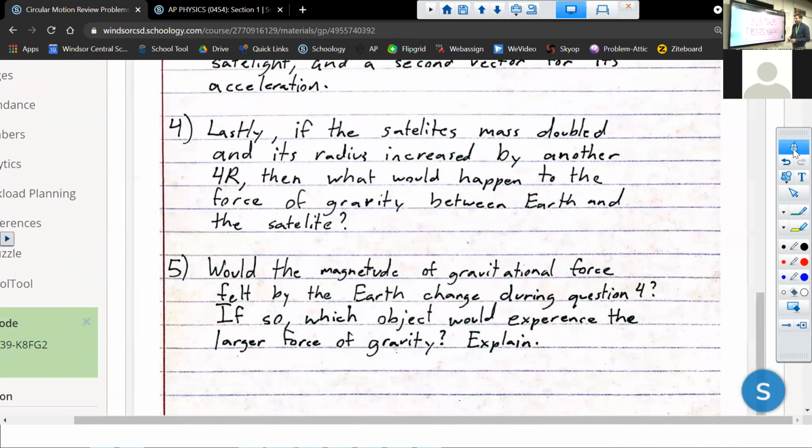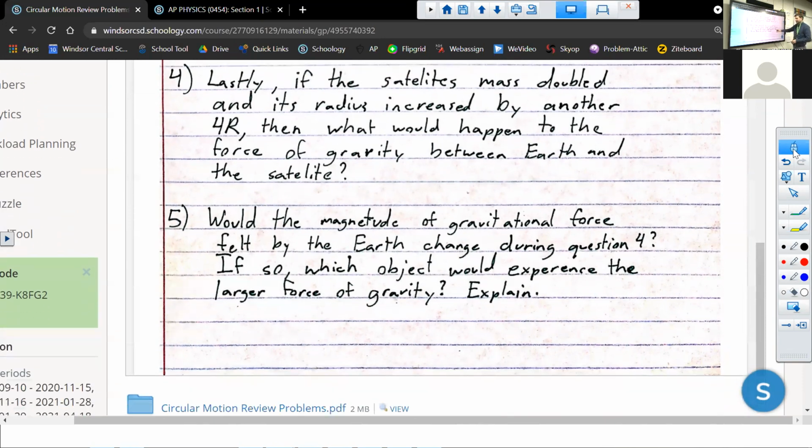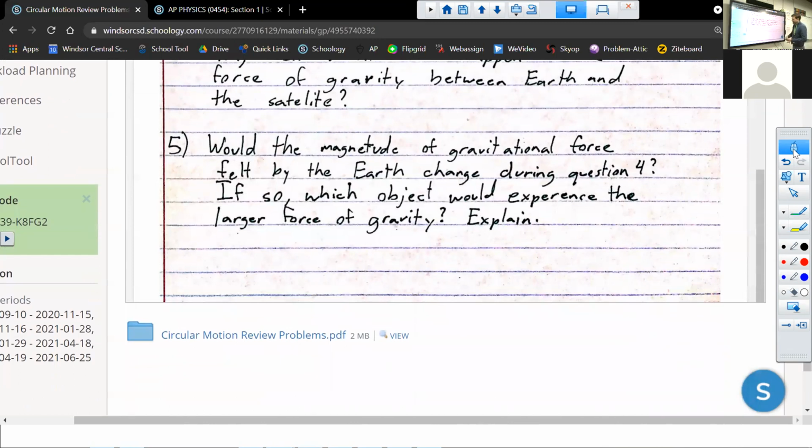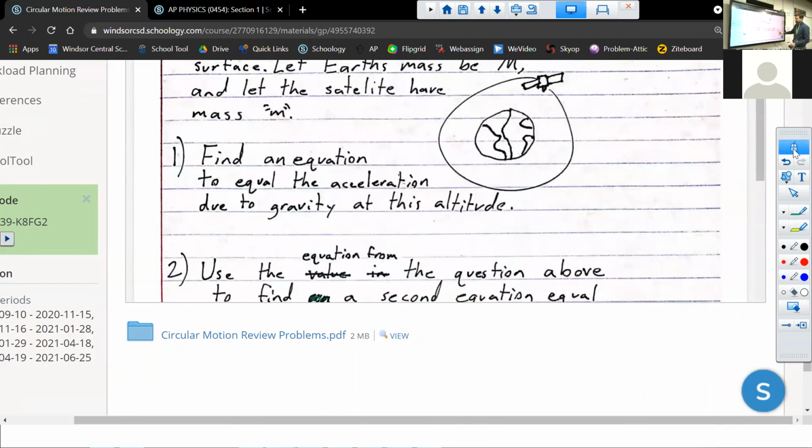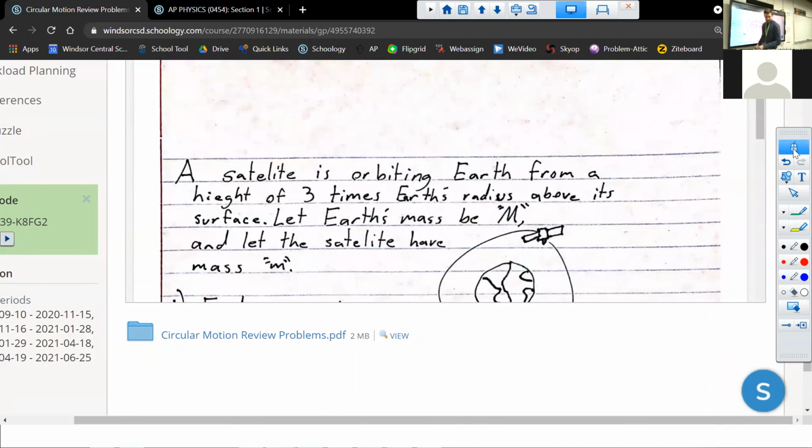Lastly, it says lastly, but it's question 4. If the satellite's mass doubled and its radius increased by another 4r, then what would happen to the force of gravity between the Earth and the satellite? And 5, would the magnitude of the gravitational force felt by the Earth change during question 4? If so, which object would experience the larger force of gravity? Explain. That's a full 13-minute question for you. Do your best. We'll take the last couple minutes to go over it.